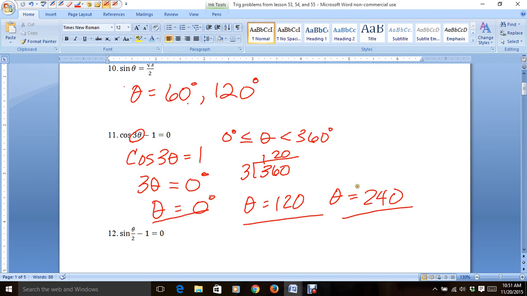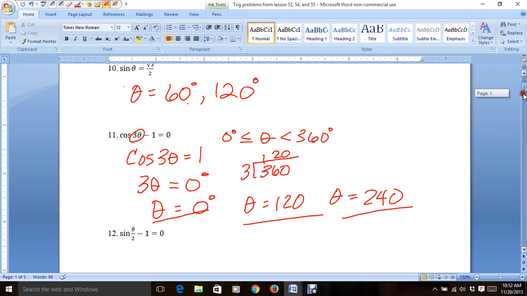If you try to spin around again, add one more 120, you're going to get 360, and we're not really supposed to have 360. It's supposed to be less than 360. So there are 3 choices. When you have a coefficient on the argument here of theta, you can add 360 divided by that number until you get all the values of theta between 0 and 360.